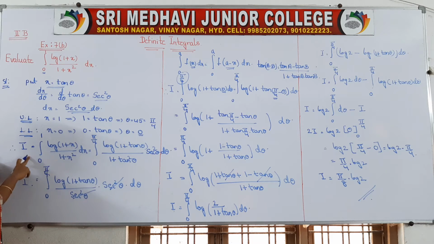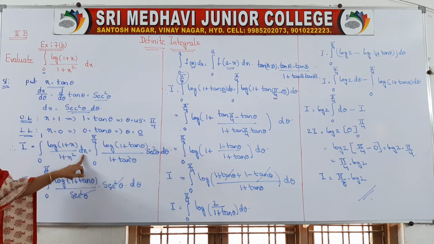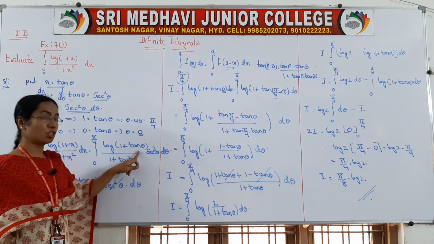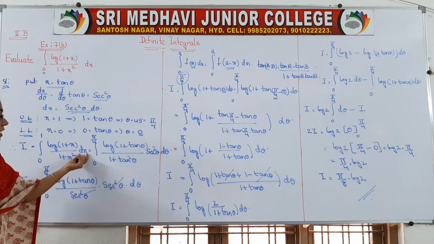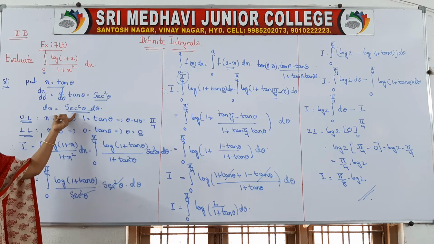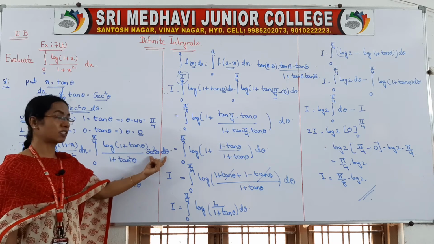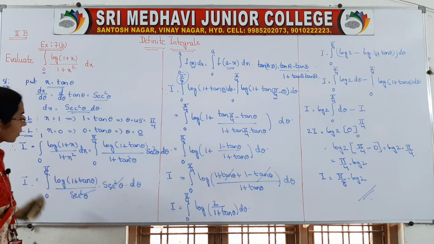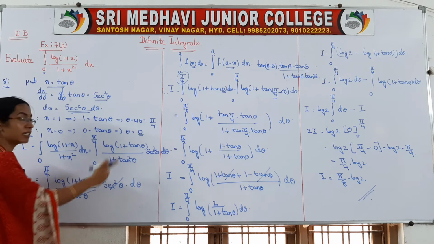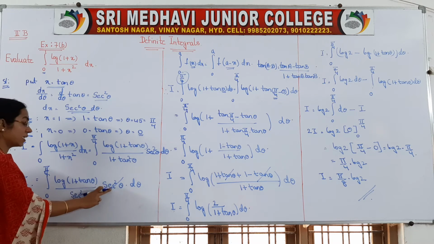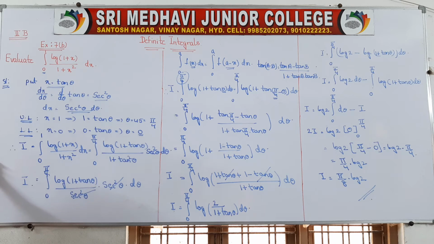So therefore you take your integral I is equal to integral 0 to 1 log of 1 plus x by 1 plus x square dx. Wherever x is there you substitute tan theta, and in dx place we got dx is equal to secant square theta d theta. So 1 plus tan square is secant square theta. So secant square theta cancels, right? So therefore integral 0 to a f of x dx. Observe, this is 0 and this is pi by 4.